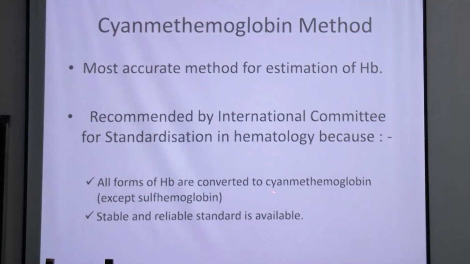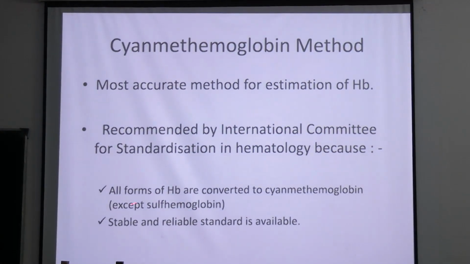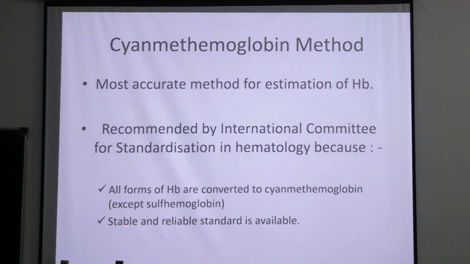Cyanmethemoglobin method. This is the method which is followed everywhere, even within the hemocytometer counters, this method is actually used. It is the most accurate method and it is recommended by the International Committee for Standardization in Hematology because all forms of hemoglobin are converted to cyanmethemoglobin except sulfhemoglobin, and it is stable and a reliable standard is available.